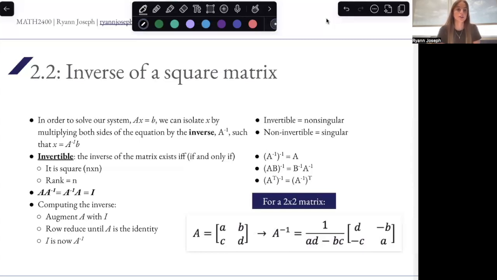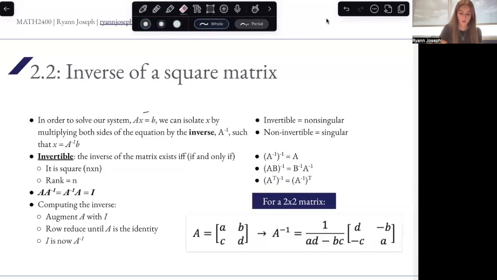So for the first thing, we're saying in order to solve our system Ax equals b, we can isolate x by multiplying both sides of the equation by the inverse, A to the negative 1, such that x equals A inverse b. So Ax equals b. Usually if this was just an equation and I wanted to solve for x, I would just divide by a, right? And then I get x is equal to b over a. I can't do that with matrices.